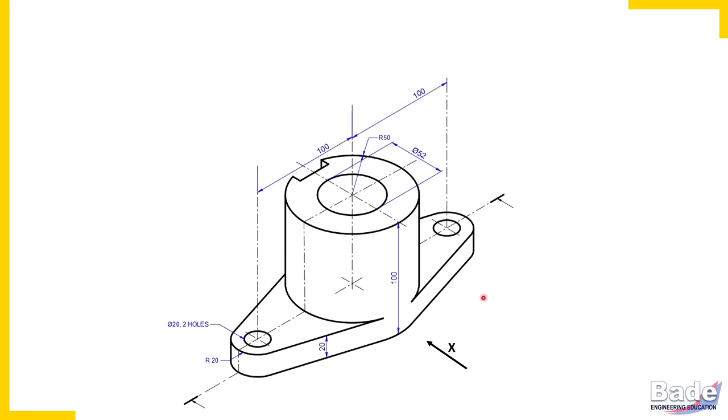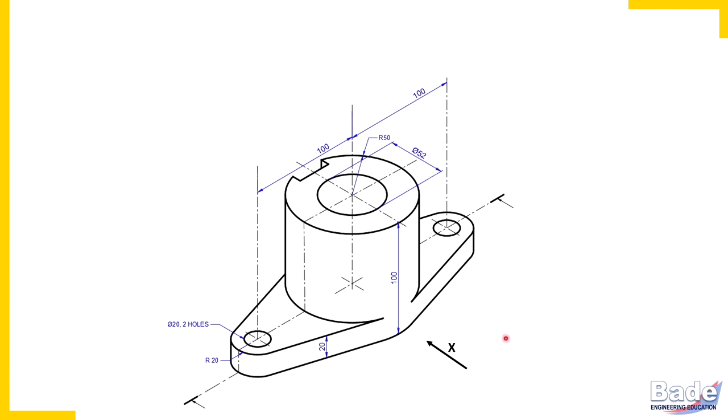Now watch this diagram. It is a machine part. Clearly you can identify two parts here, two portions here. A plate at base which has thickness 20 millimeters. It has two holes. Each hole is of diameter 20 millimeters. And this plate has a vertical cylinder attached to it. This cylinder has a hole of diameter 52 millimeters. That is radius 26 millimeters.